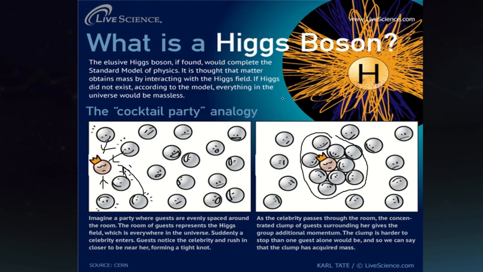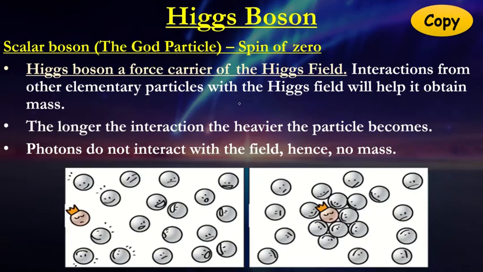It allows for the interaction of particles to come together within the Higgs field to obtain mass overall. Okay, so that's how the Higgs boson allows elementary particles to have mass. The longer this interaction occurs for, the heavier the particle will become, or the substance will become. And the reason why photons don't have mass is because they don't interact with the Higgs field. Okay, so that's what the Higgs boson does for us.